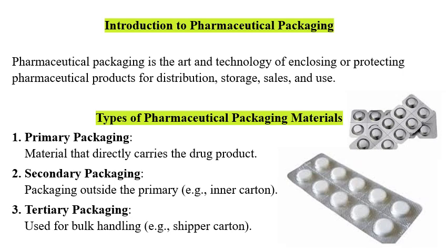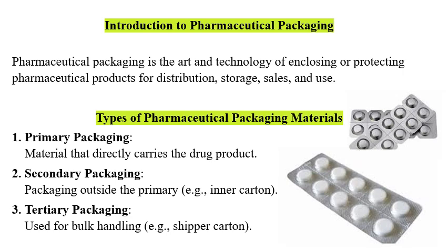There are various types of pharmaceutical packaging materials, and on the basis of their use and contact with the product, these are divided as primary packaging, secondary packaging and tertiary packaging. Primary packaging are those materials which are directly in contact with the drug product. For example, if you are using a syrup bottle, then the bottle contains the syrup and the bottle is the primary packaging material. Secondary packaging is the packaging outside the primary packaging material. That's why it is secondary.